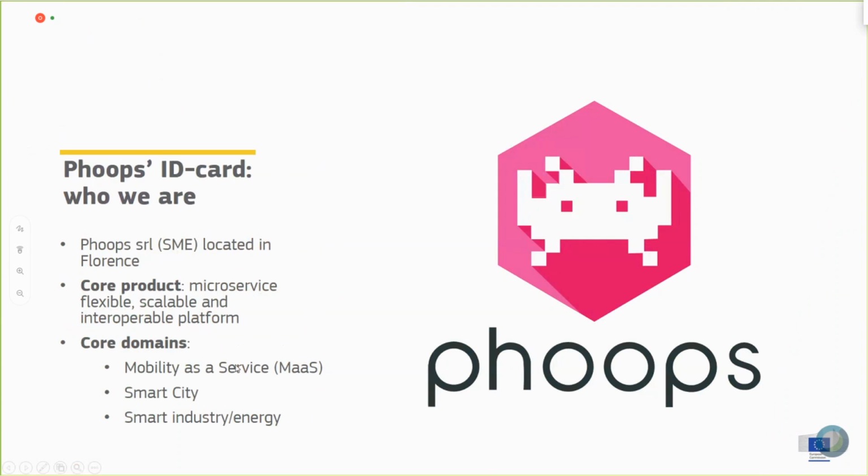First of all, who we are. Our name is Phoops, and we are a small medium enterprise, an IT company located in Florence, whose core product is a microservice, flexible, scalable, and interoperable platform that was originally used only within the mobility as a service domain, and nowadays is used also in two other domains, in the smart city context and within the smart industry and smart energy context.